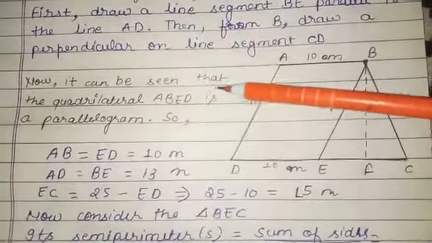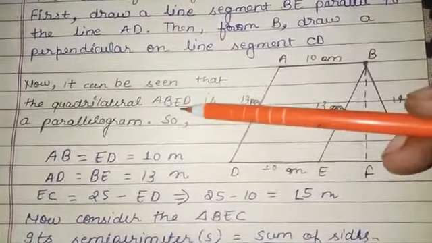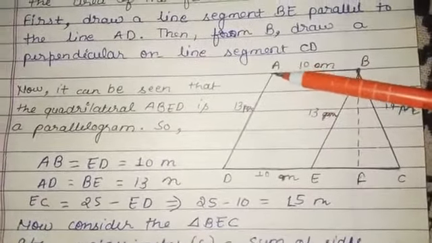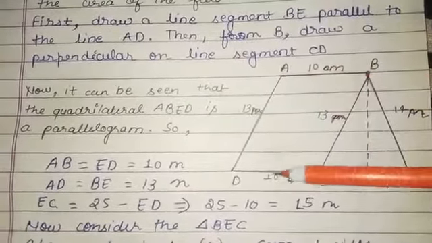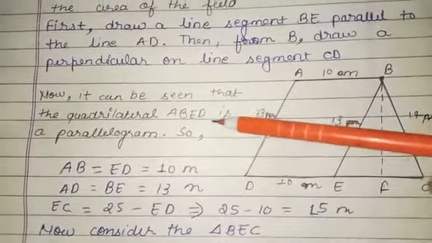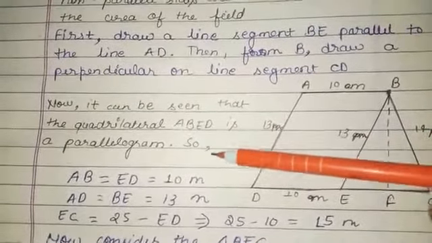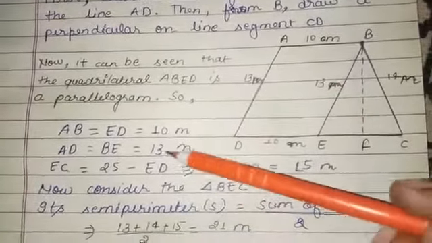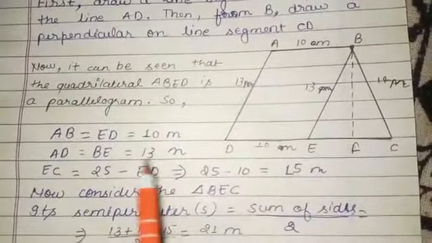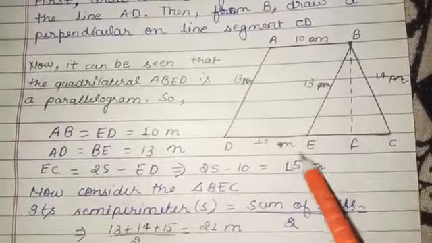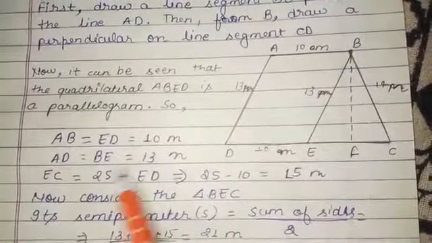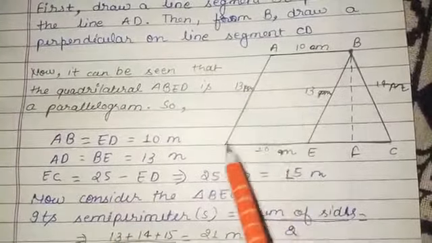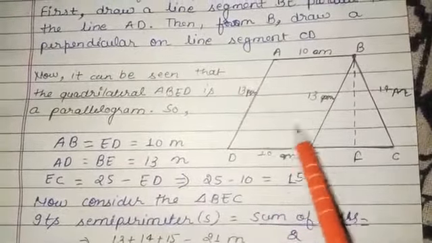Now it can be seen that the quadrilateral ABED is a parallelogram. Now AB is equal to ED, that is 10 meter, and AD is equal to BE, that is 13 meter.